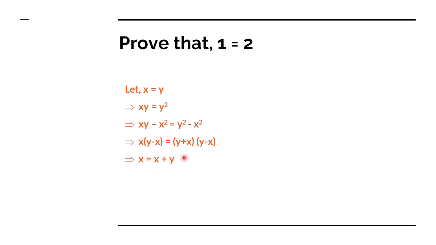Okay. And we all know that we assumed that x is equal to y. So we can place x in the place of y, and here it is x is equal to 2x. And if we cut x from both sides, it becomes 1 is equal to 2. So it is proved. So can you tell what is the mistake?